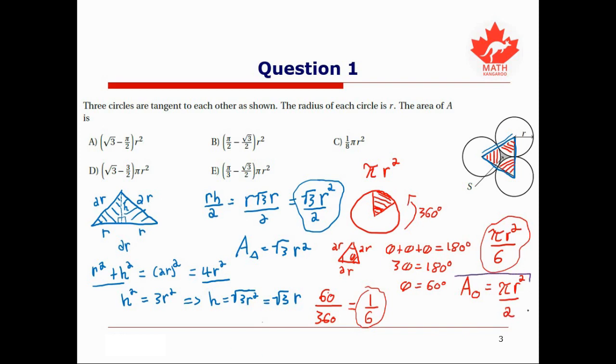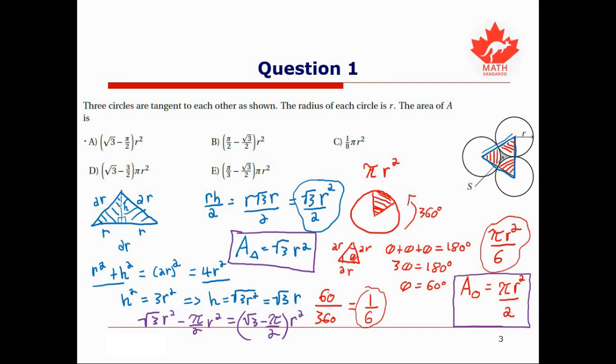Thus, as we pointed out earlier, the area is simply going to be given by subtracting the area of the 3 circles from the area of the triangle. So in other words, our final answer is root 3 r squared minus pi over 2 r squared, and having a common factor of r squared, this factors out to give us root 3 minus pi over 2, multiplied by r squared. So we see that the final answer is A after all. Our intuition, our guess about what this answer should look like, was correct.